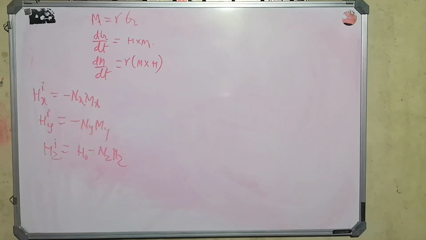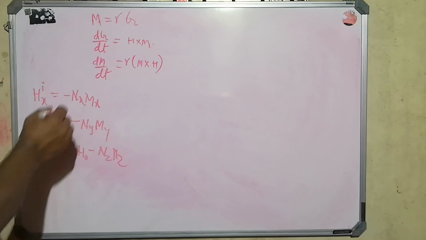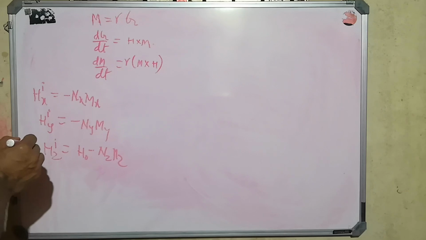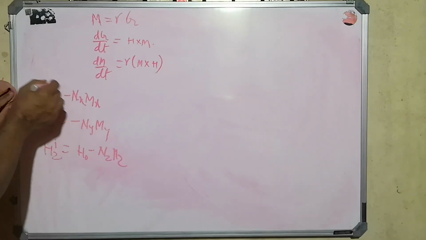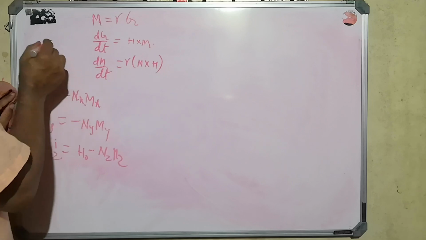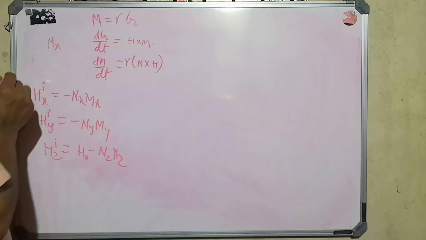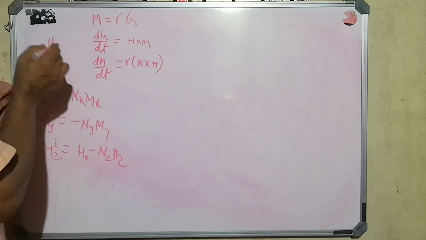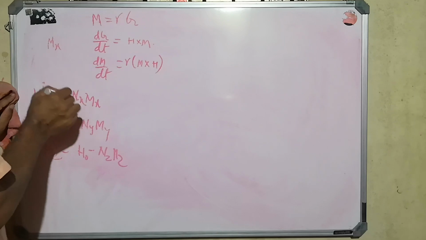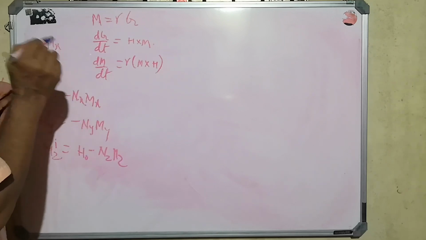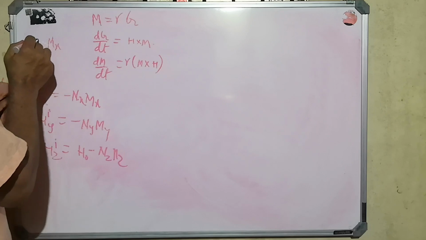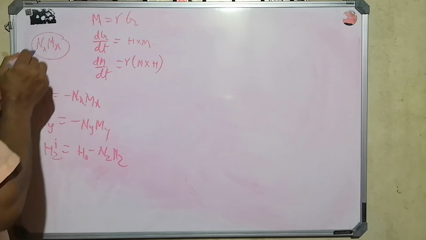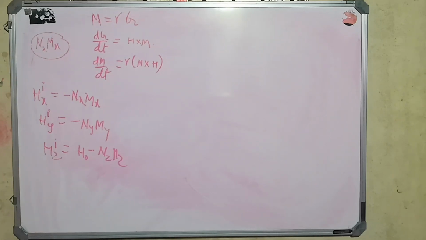So here Nx, Ny, Nz are referred to as demagnetizing factors. That means due to this internal field, if Mx is the actual magnetization, but due to the local field, the magnetization is decreased by an amount equal to Nx. That means due to the local field effect, this much, Nx into Mx, is reduced along the x direction.